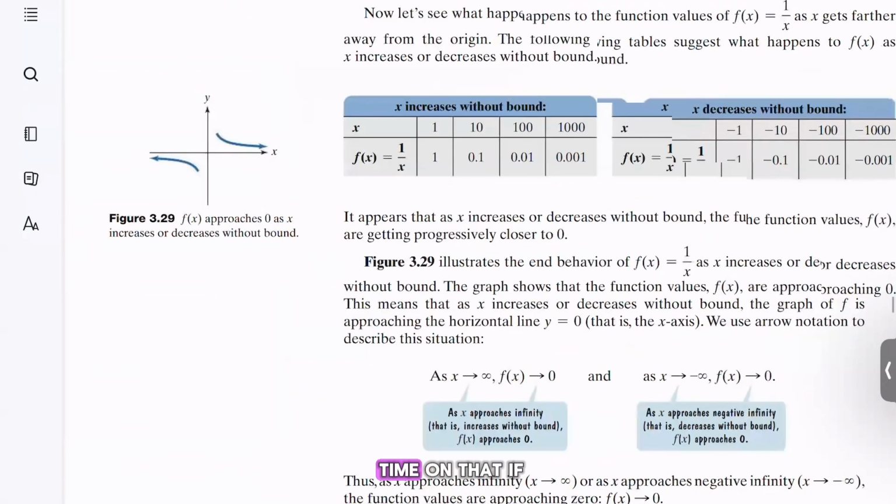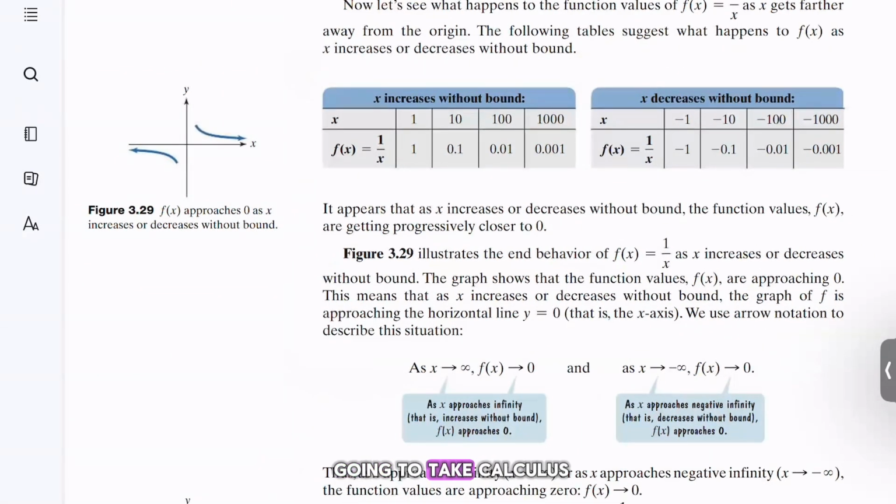So you can spend time on that if you're really interested, and if you are going to take calculus, you might want to make sure that you read this with a fine-tooth comb. It says what happens to the function as x gets further away from the origin. So you plug those numbers in, big numbers, 1, 10, 100, 1000. That's also called a logarithmic scale, I believe. And 1 over x is one of the functions they use a lot in calculus too.